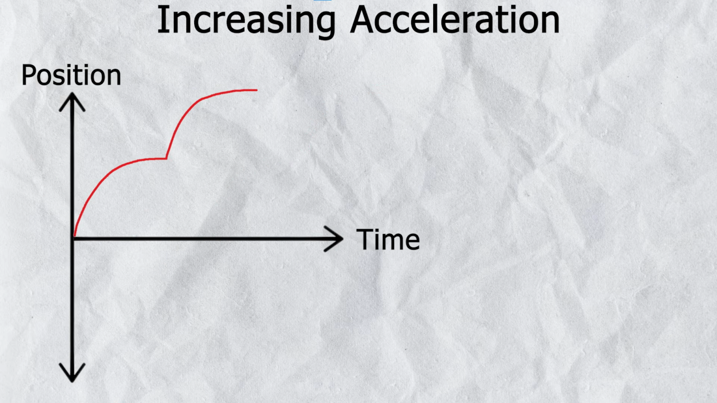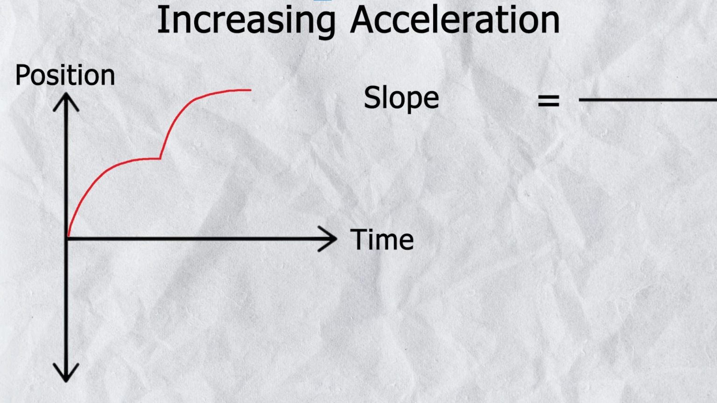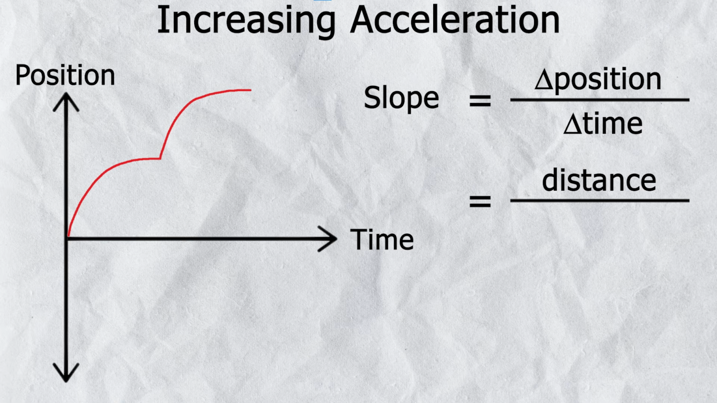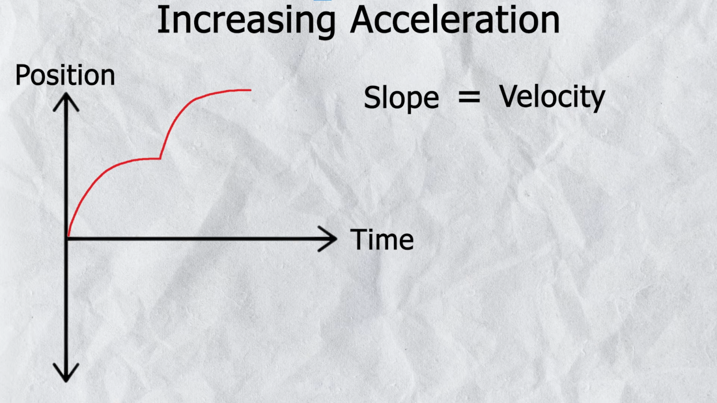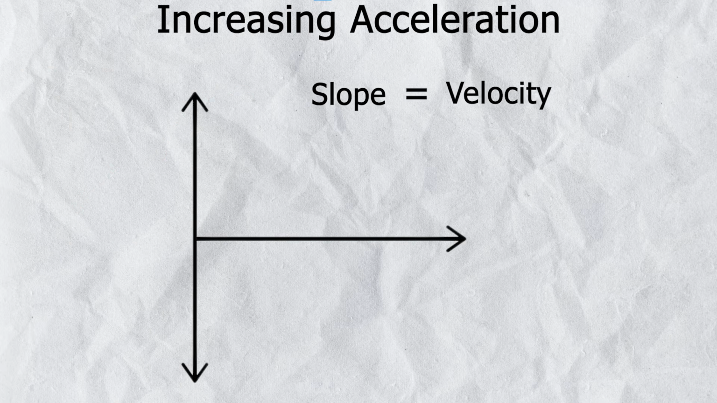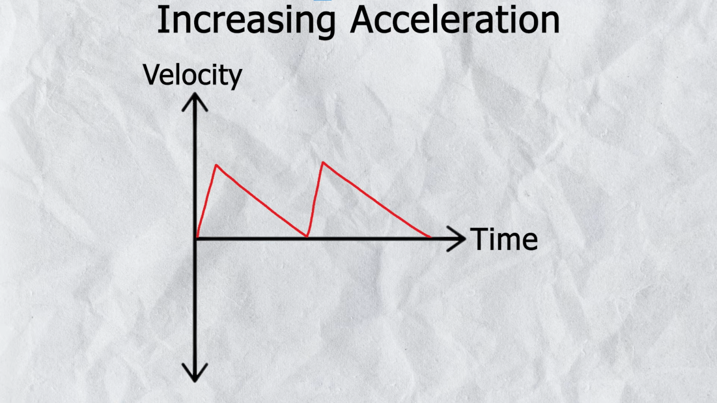The cool thing about these kinds of graphs is that the slope at any given point is a change in position over time, which is essentially distance traveled over time. And if we measure distance in meters and time in seconds, we get meters per second. If this looks familiar, that's because this is velocity. If we take the slope at every point on the position versus time graph and use it to make a velocity versus time graph, we get something that looks like this.